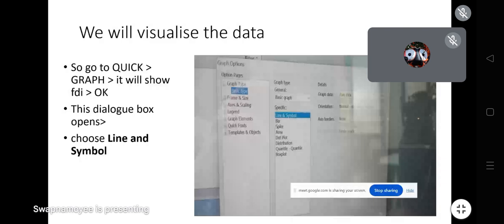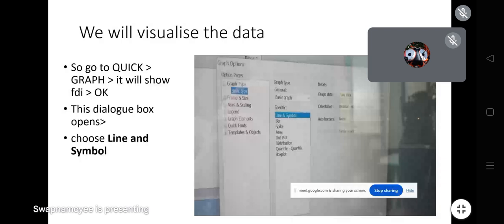Now let us visualize the data. To visualize the data, I have written all the commands here. If time permits, I'll open EViews and rerun all this in EViews only. I'm just showing you, the PPT will be there, and you can run it by yourself also. First, we go to Quick, then Graph. Then it will show you the data which you have imported. In this case, we have the FER data. You click OK.